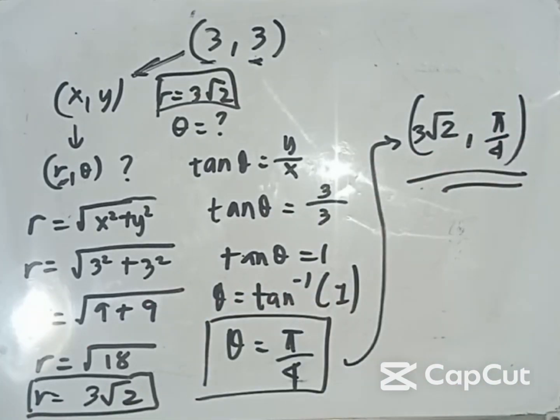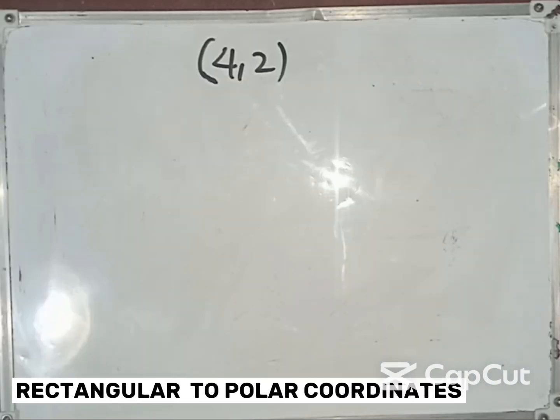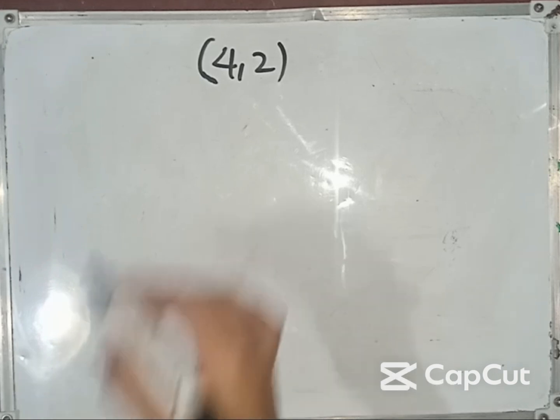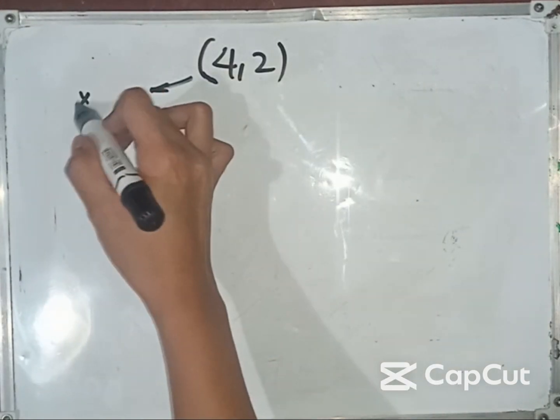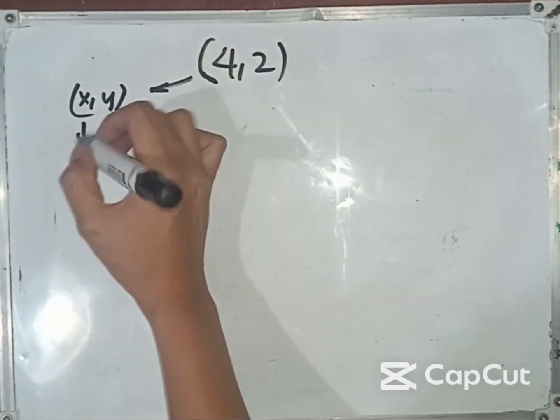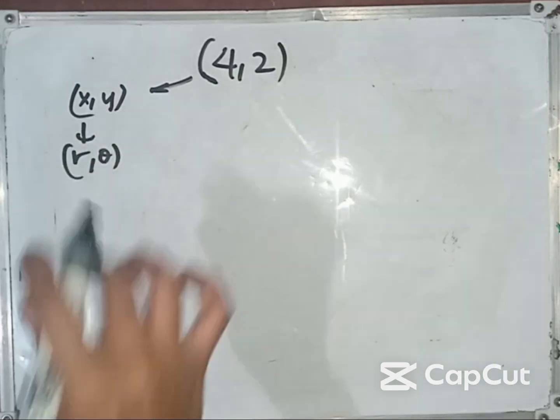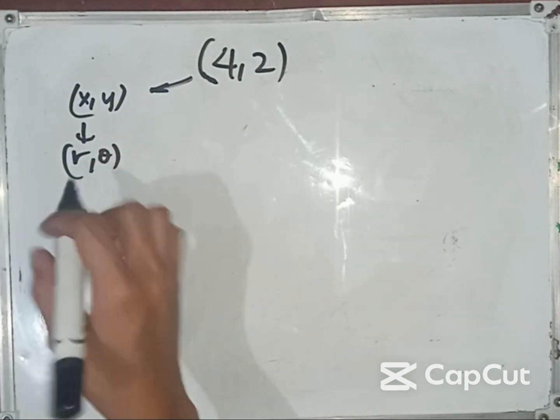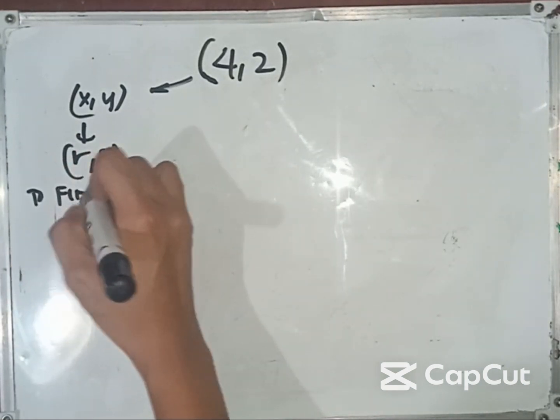Now, let's have another one. We have here 4, comma, 2, and let's convert this one into polar. We all know that this is in rectangular, so this is in x, y. Let's convert to polar, or r, theta. Let's find first the r.